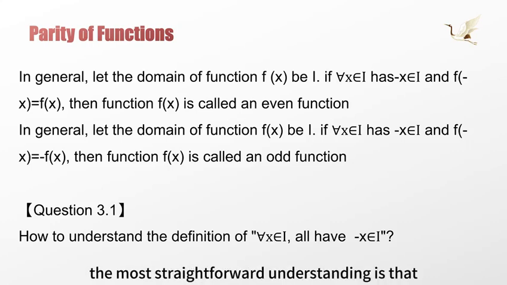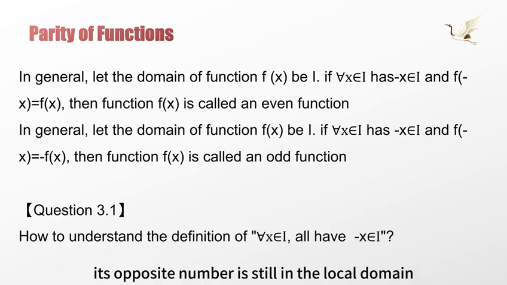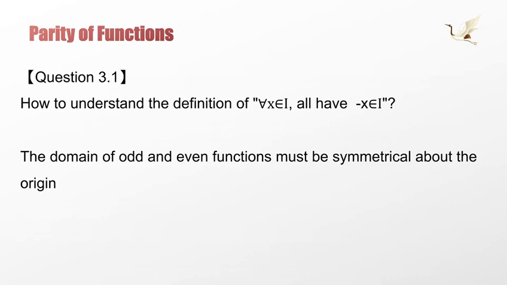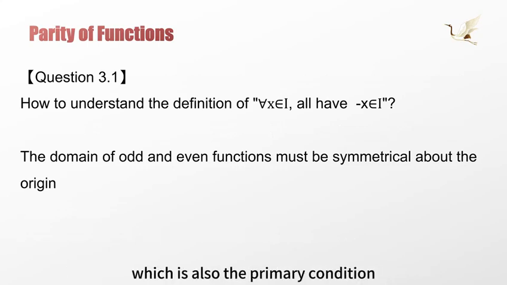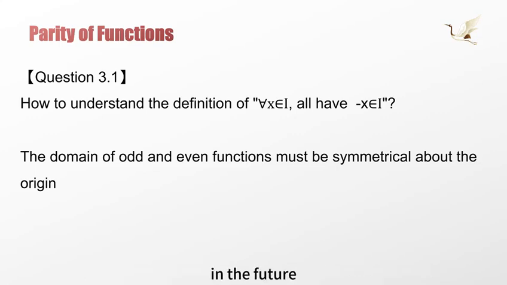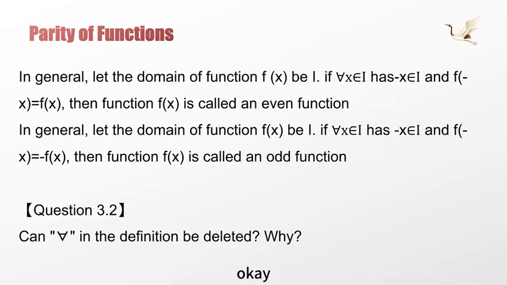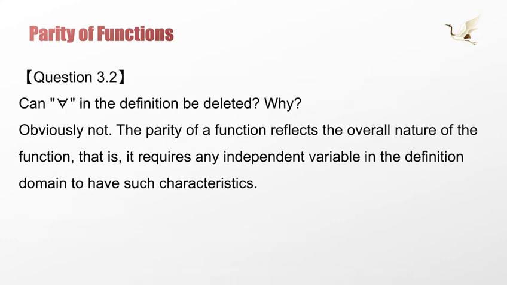The most straightforward understanding is that if you take any independent variable from the domain, its opposite number is still in the domain. That is to say, it tells us that the domains of odd and even functions must be symmetric about the origin, which is also the primary condition for us to determine whether a function has parity in the future. Okay, can any of the definitions be removed? Why? This conclusion is clearly negative.